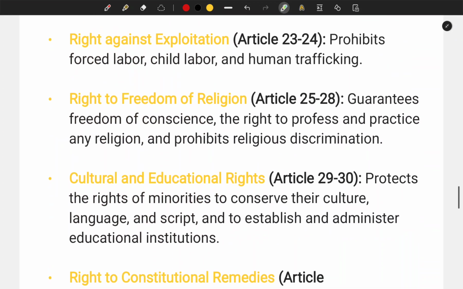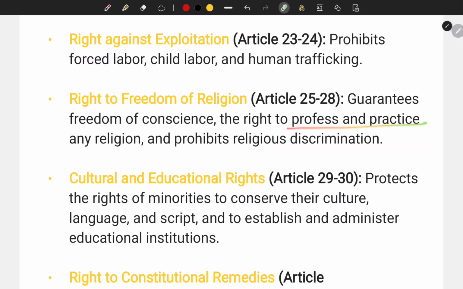All right. Then there is right to freedom of religion. This is provided from Article 25 to 28. All right. Guarantees freedom of conscience, the right to profess, practice any religion, and prohibits religious discrimination. So let's break it down one by one. The freedom of conscience. You are allowed to believe in any faith, any religion that you feel a calling for. All right. You can also be an atheist. That is also allowed in our country. You can follow certain faith, and if you want to, you can also not follow any faith at all. You have the conscience. You decide that your faith is a decision of your own.